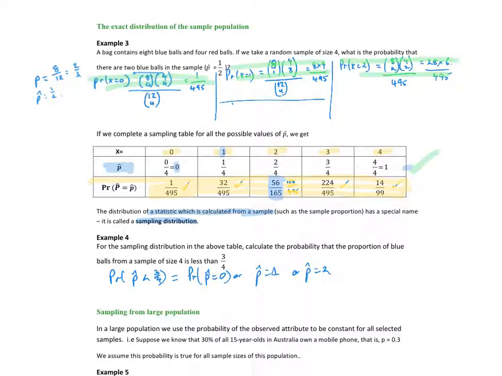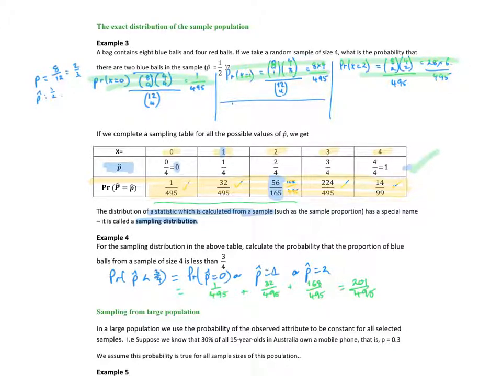So it's going to be those bottom three, which is 1 on 495 plus 32 on 495 plus 168 on 495, which is 33 plus 168, which is 201 on 495. Okay, so again, up until now, we'd have probably just said, what's the probability of there being less than 3 blue balls in our sample? Okay.